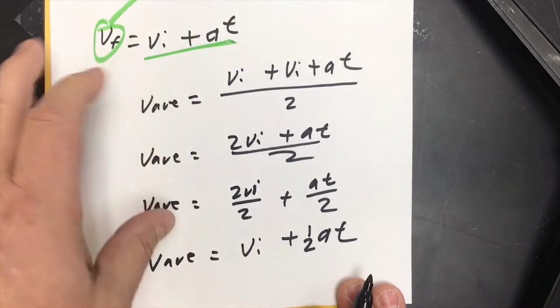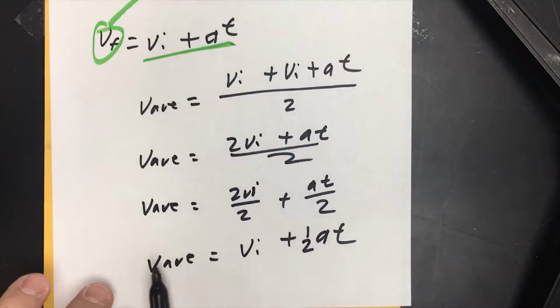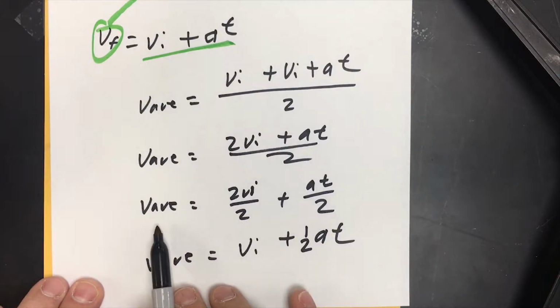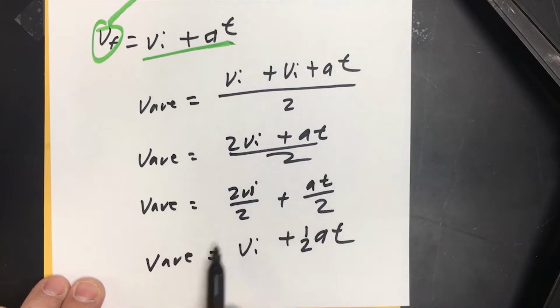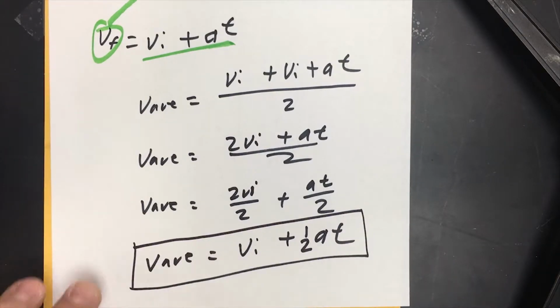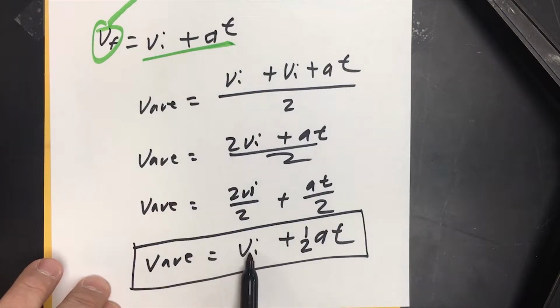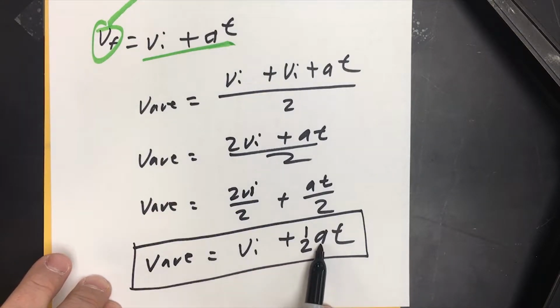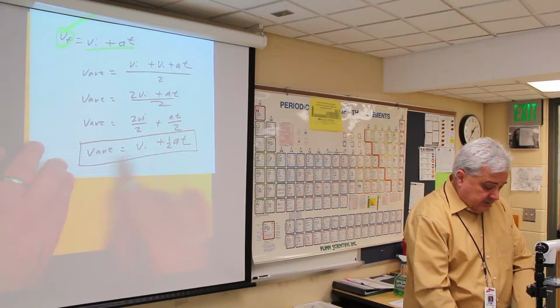And here we have the final equation. So I split it, and now I end up with an average velocity term that relies on the initial velocity, the rate of acceleration, and how long it accelerated. Very simple, right?